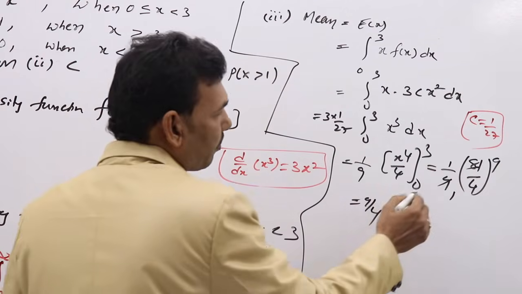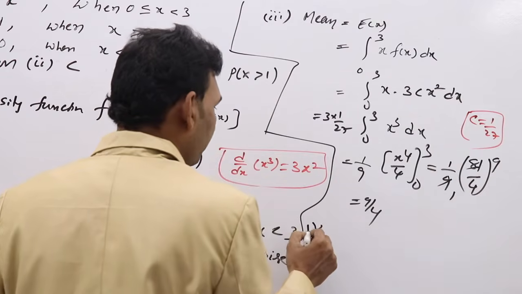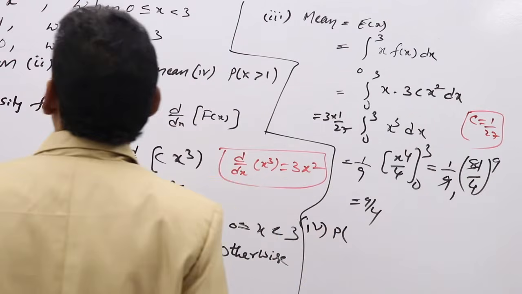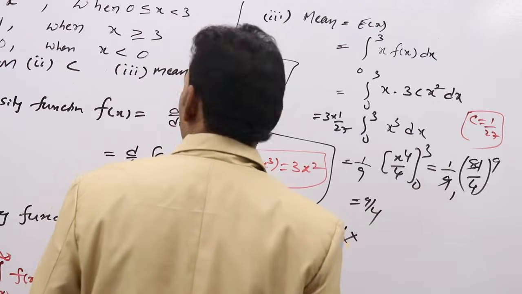Okay, this is 9 by 4. Coming to the last part: probability of x greater than 1.